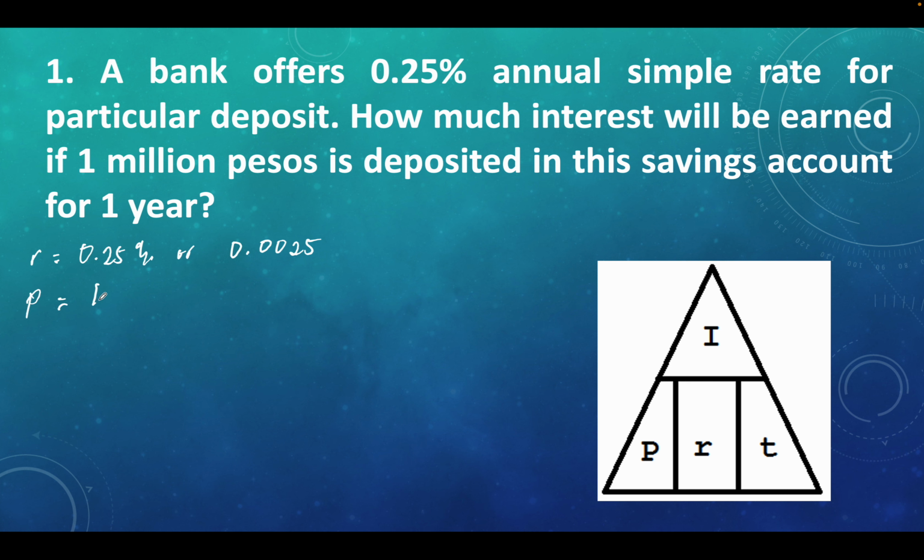Okay? So from our triangle here, as I have said, kung ano yung hinahanap, tatakpan mo lang. So we are looking for the interest. Let's close this one. And what is remained, yun yung magiging formula natin. So interest is equals to PRT. Okay? So since yung principal natin, which is this one, which is given, yung rate natin, which is also given, and then yung time natin, which is also given, gagawin natin, substitute lang natin sila.